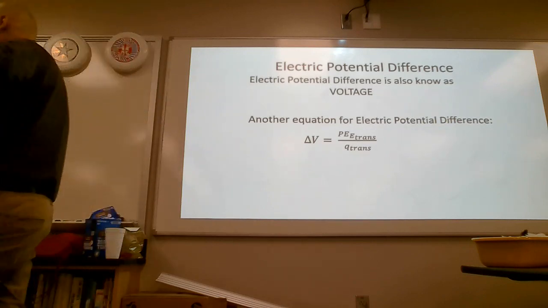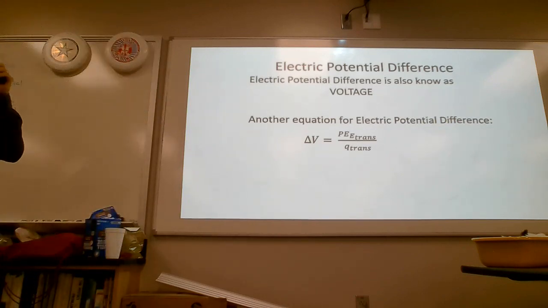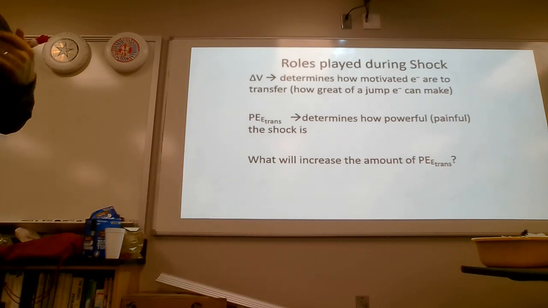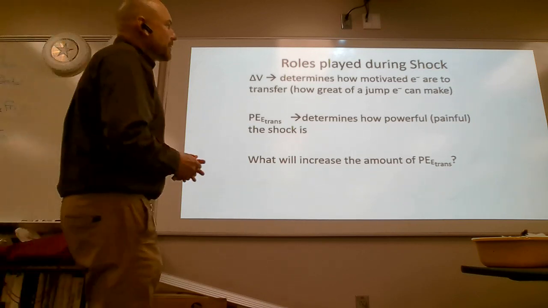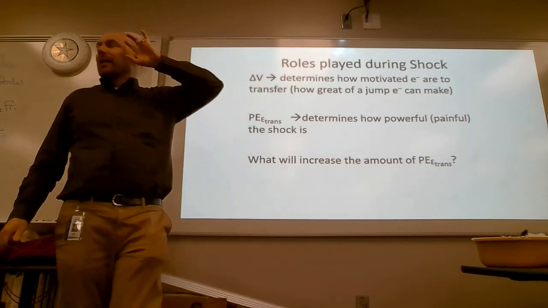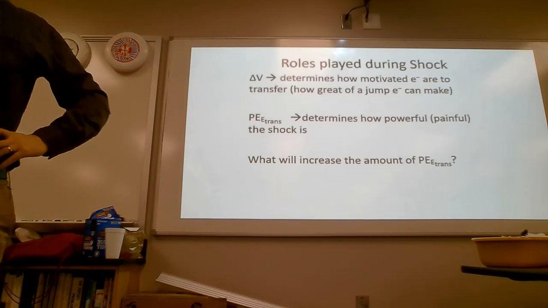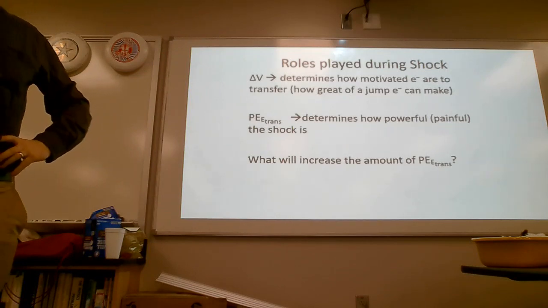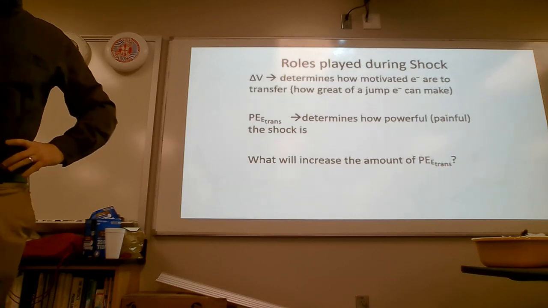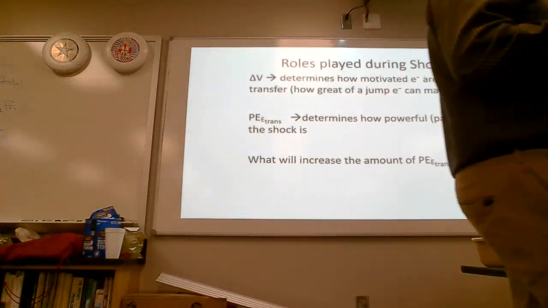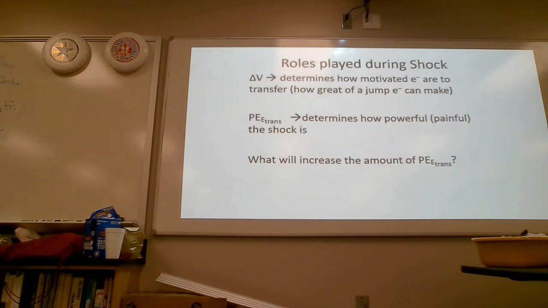So you got that equation. Here's how this is manifested in real life. Electric potential difference, or voltage, determines how motivated the electrons are to transfer, to jump, to shock. Electrons, if you remember, are always interested in going to a better environment. They will always want to go to a better ratio, right?